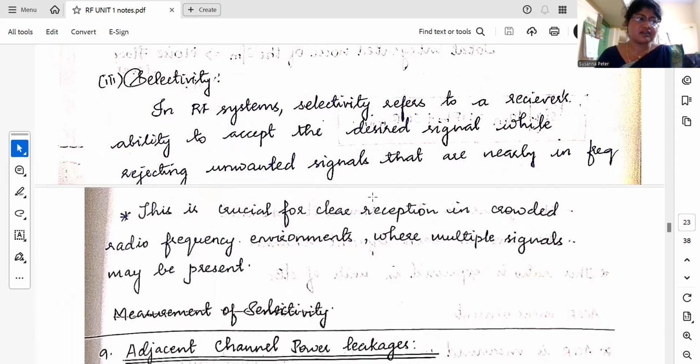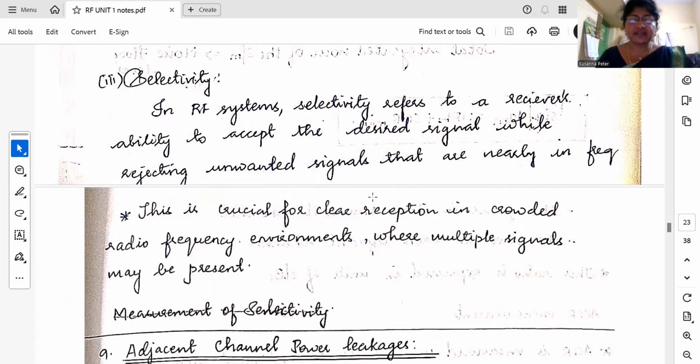So how can we achieve selectivity? Selectivity can be achieved by using band pass filters, intermediate frequency filtering, and digital signal processing. We'll be studying band pass filters in our 4th and 5th units. Band pass filters can achieve selectivity in an RF system.